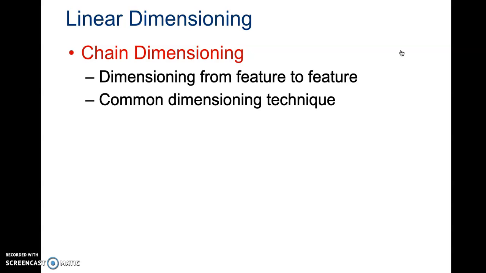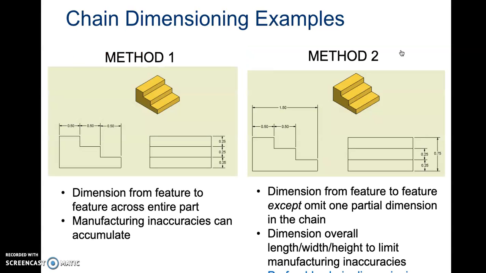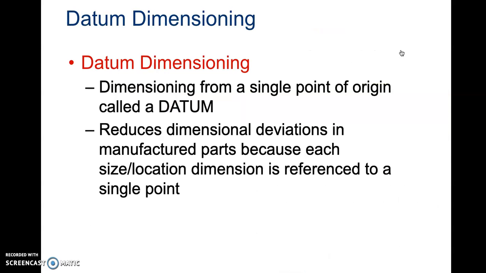The other two types of dimensioning that we're going to look at are called chain dimensioning and datum dimensioning. So chain dimensioning, dimensions from feature to feature, it's very common. And there are a couple of different ways where you can either dimension from one to another and then also use the overall width or height. That's method 2. It is the preferable chain dimensioning method. So you omit one partial dimension in the chain, but make sure to dimension the overall height, length, or width to limit manufacturing inaccuracies.